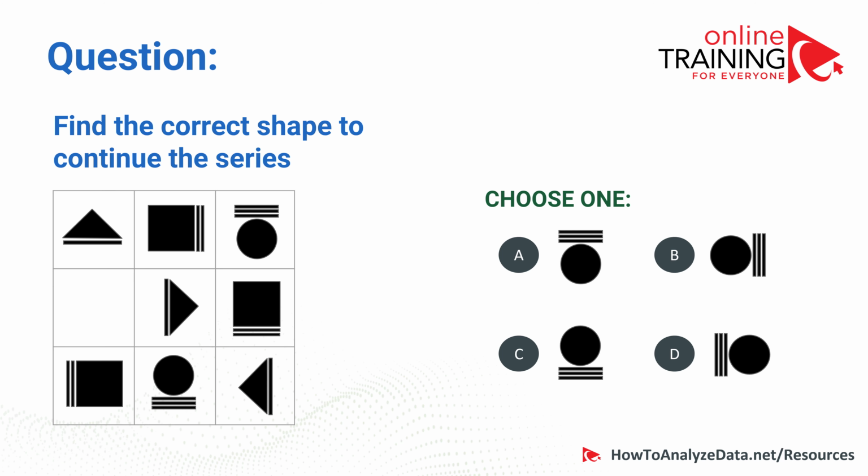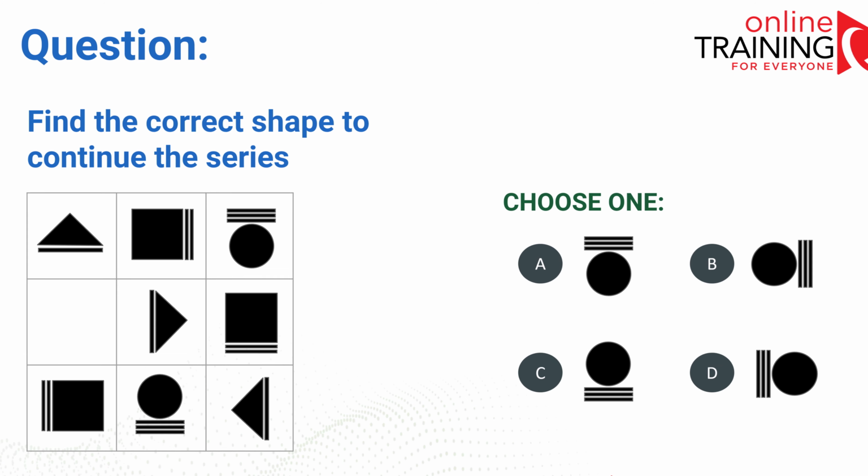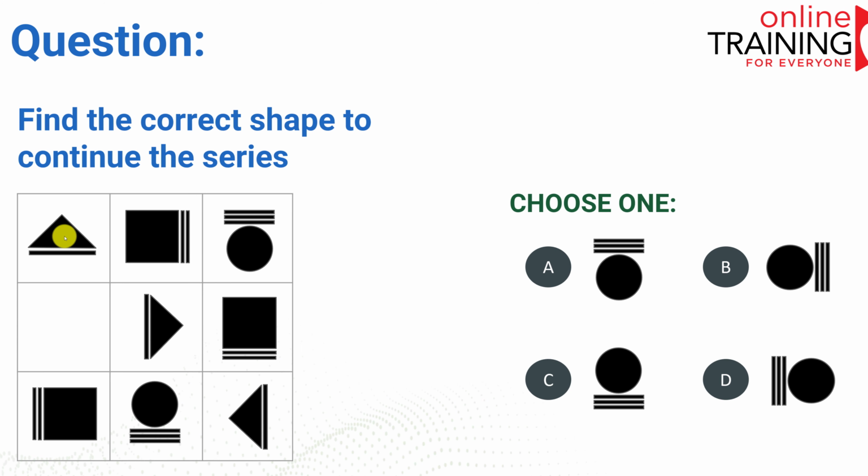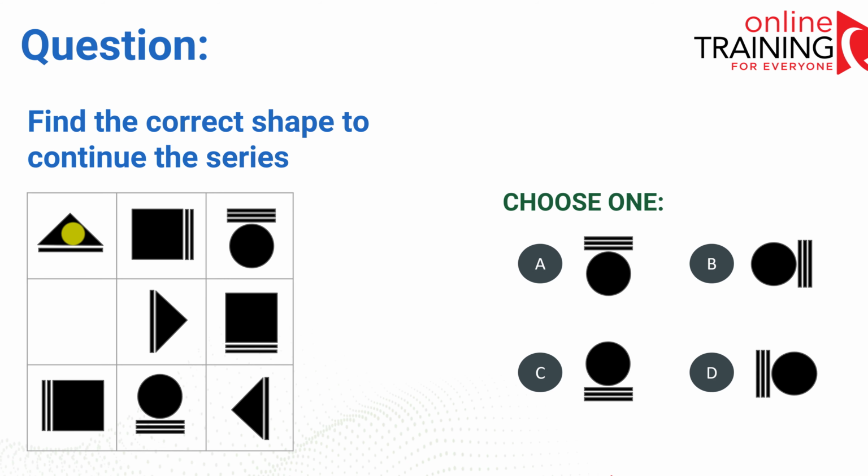As I mentioned, there are 2 patterns here. One is the pattern for the shape. Which shape would you choose? And the second pattern is the pattern for the lines. And where is the right location for the line itself?